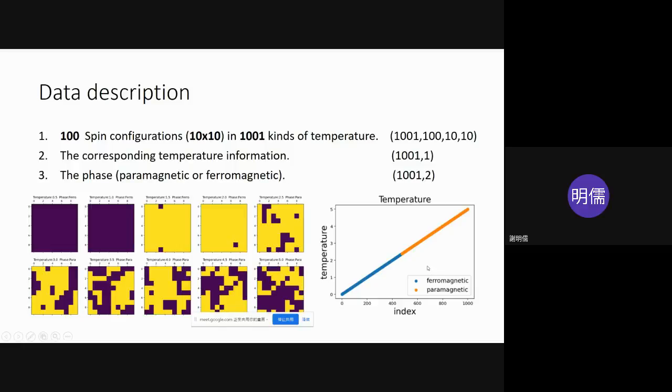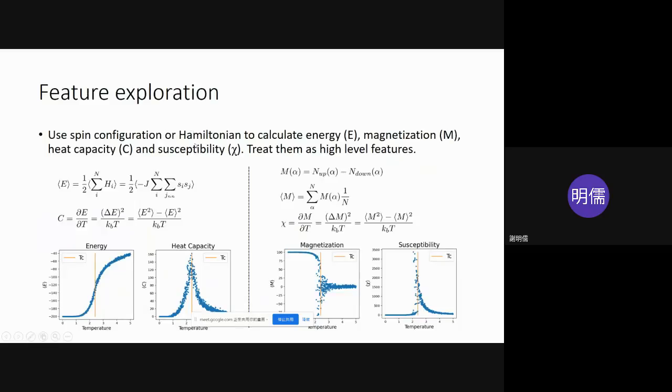And this picture shows the relation between temperature and the phase. Next, we will talk about the feature exploration. We will use spin configuration and Hamiltonian to calculate the energy, magnetization, heat capacity, and susceptibility, and treat them as high-level features. The heat capacity is the derivative of energy, and the susceptibility is the derivative of magnetization.